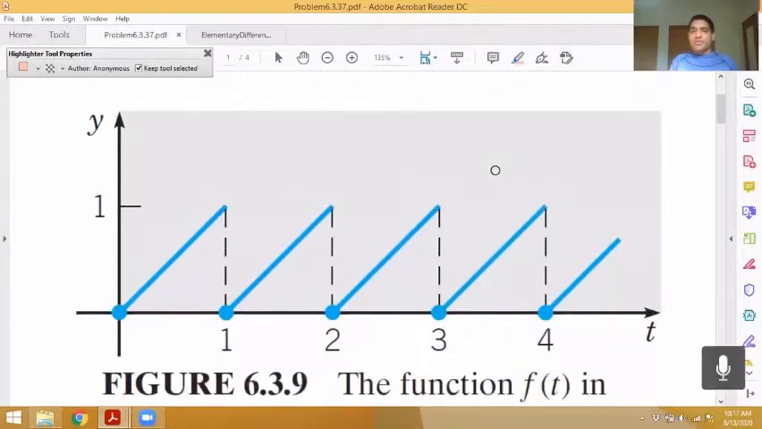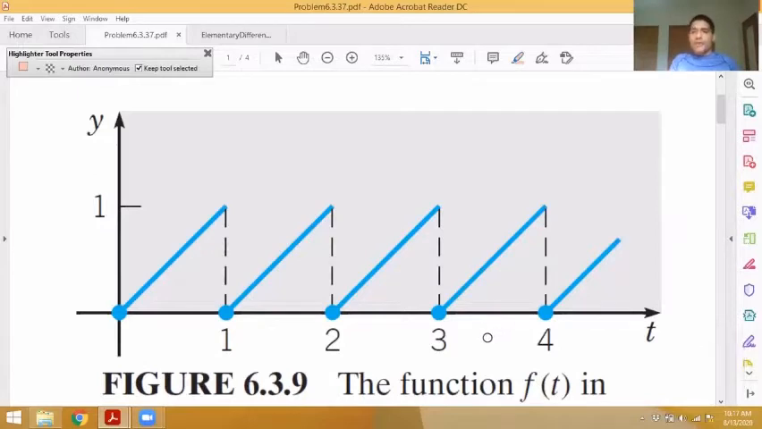Here is a picture from the 10th edition of Boyce and DiPrima of the graph of this function. As you can see, between t is 0 and t is 1, the function is just f of t equals t, and then we just start repeating it to make it have a period of 1. So this is our function f of t, and we want to calculate its Laplace transform.